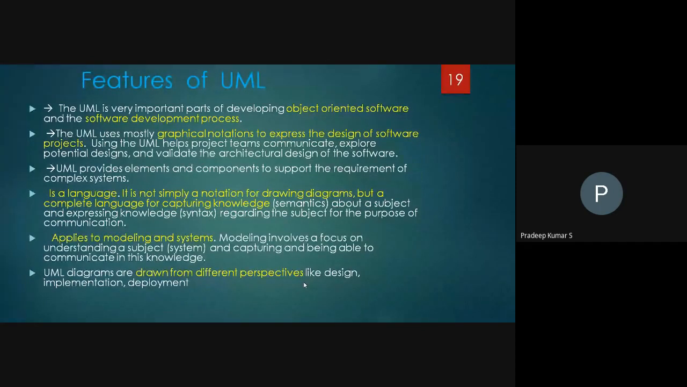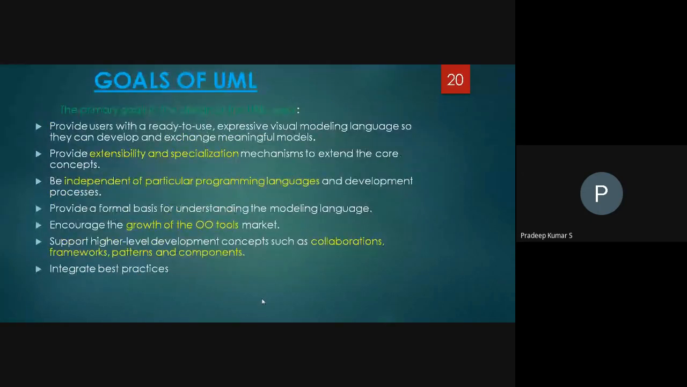So especially the features of UML. The main thing is to express the design of the software. A software project is not only a notation for drawing diagrams, but a complete language for capturing knowledge, applied to modeling a system and drawn from different perspectives. Those are the important key points I mentioned in yellow color. Okay. Now, the goals of UML.